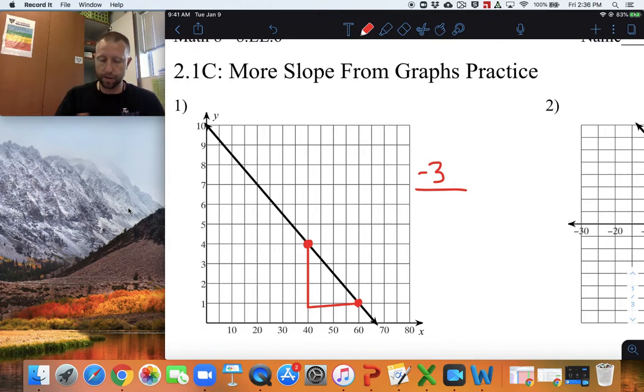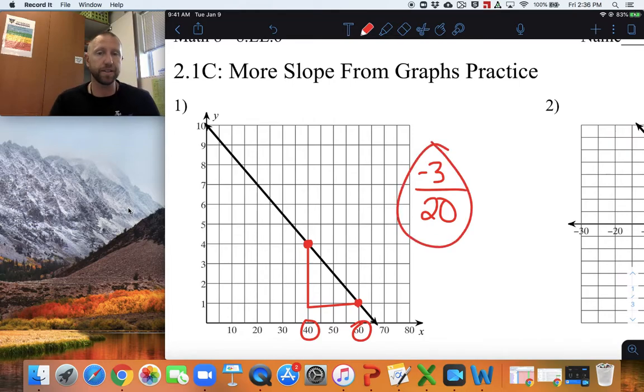But remember, I'm counting by fives, right? So if I'm counting by fives 4 times, that's 20. 5 times 4 is 20. I actually went over 20, and that makes sense, right? Because you can tell, oh yeah, I went from 40 to 60 on the x-axis. So I went over 20. That can't simplify, so that's my answer.